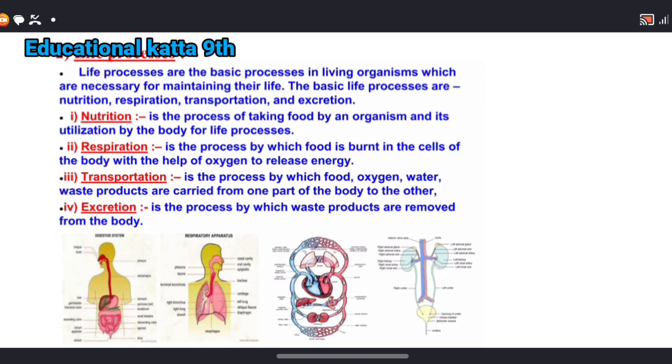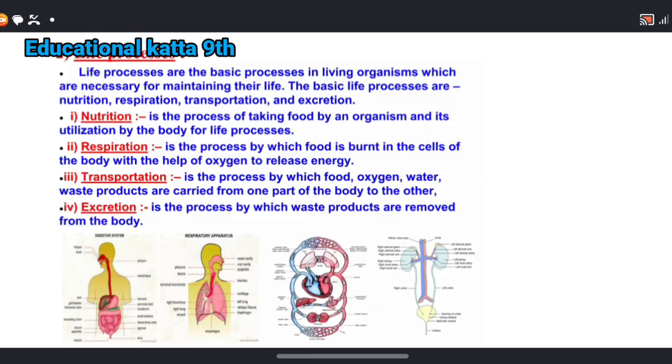Okay, yes. What do you mean by nutrition? First know the meaning of nutrition. Nutrition is not what mummy says, beta, you should have nutrition. Nutrition is a process of taking food by an organism and its utilization by the body for maintaining life. Which process is nutrition? Food we are taking and we are utilizing that food for getting energy, that is nutrition. Respiration is that by which food is burnt in cells with the help of oxygen to release energy.